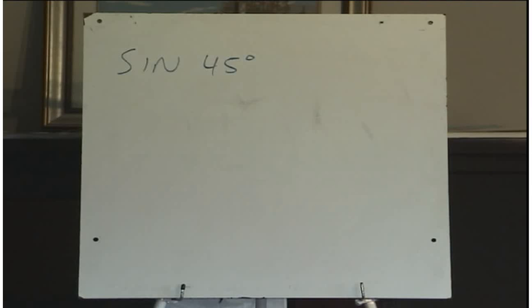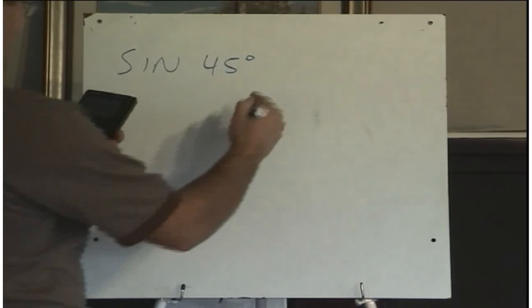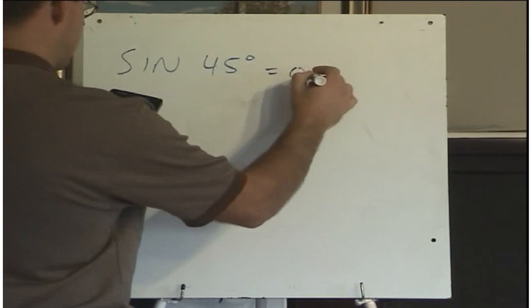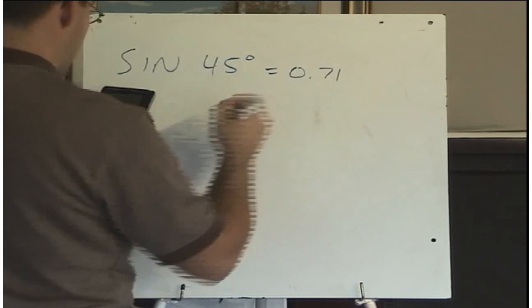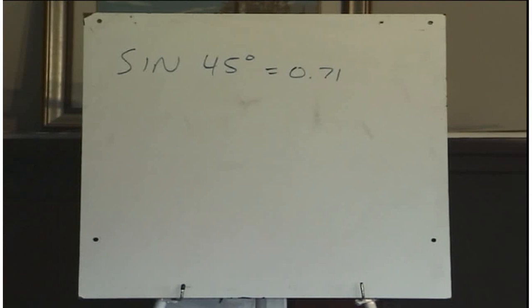Let's say we're asked to find out what the sine of 45 degrees is. Well, you would get your calculator out, you would make sure that you're in degree mode, and you would punch in sine of 45, and you get some irrational number, some decimal that goes on and on and on, and you would probably say this is 0.71 if you were rounding that to 2 decimal places.